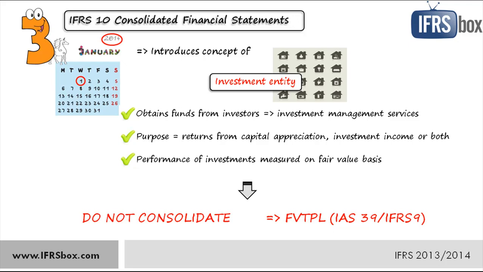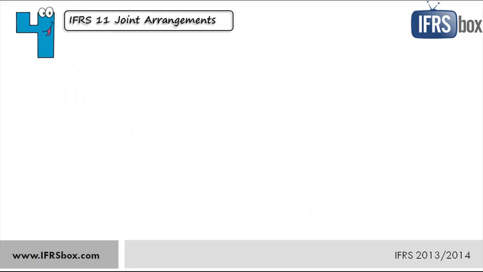Change number 4. New standard IFRS 11 joint arrangements. This standard replaces IAS 31, interest in joint ventures. Older IAS 31 classified joint ventures into 3 categories: jointly controlled operations, jointly controlled assets, and jointly controlled entities. And IAS 31 prescribed accounting treatment for each of these categories.